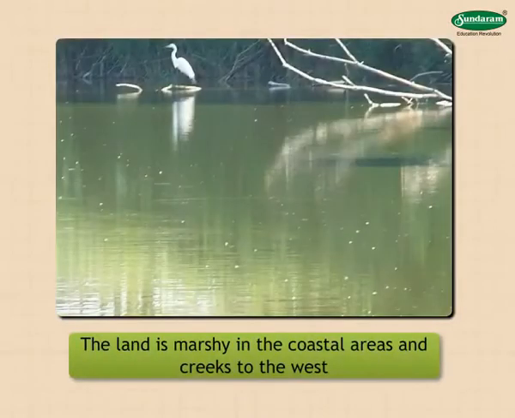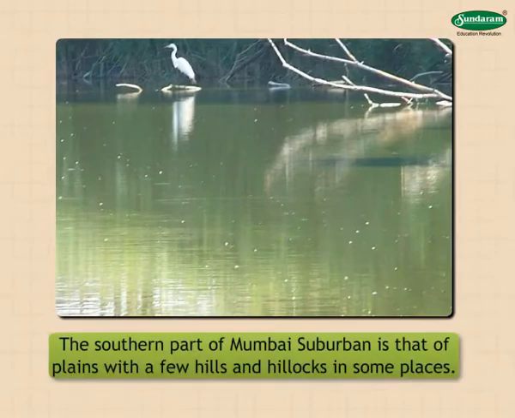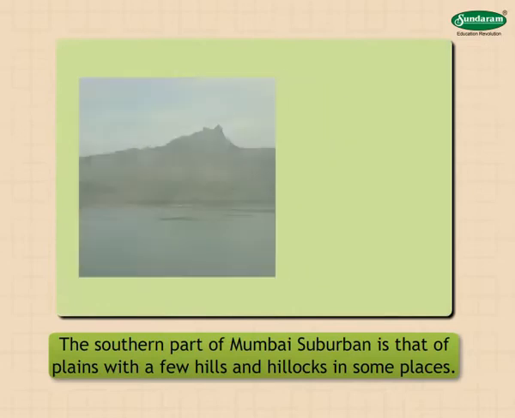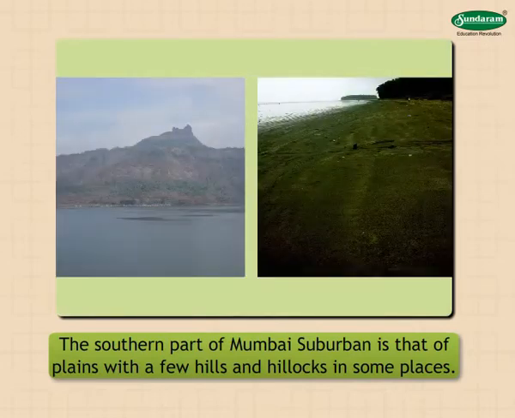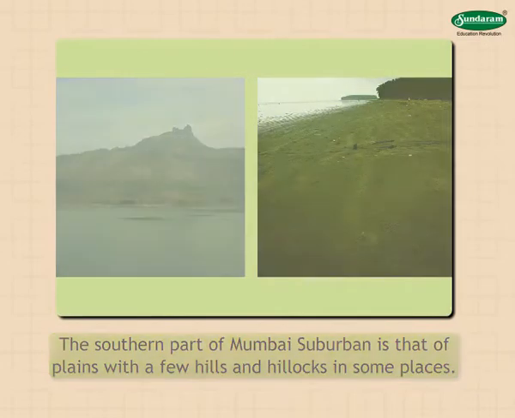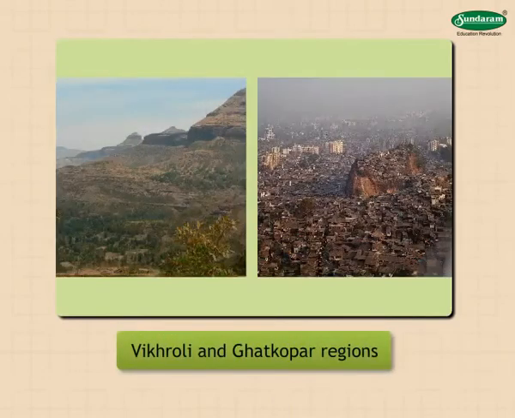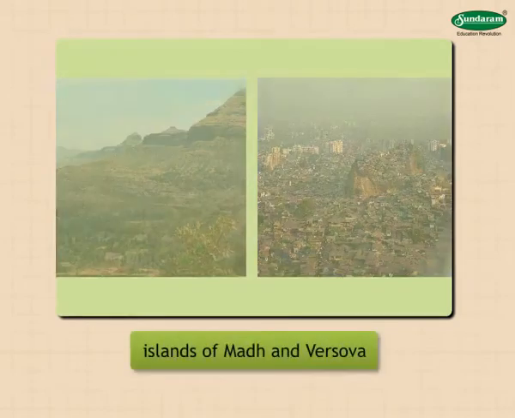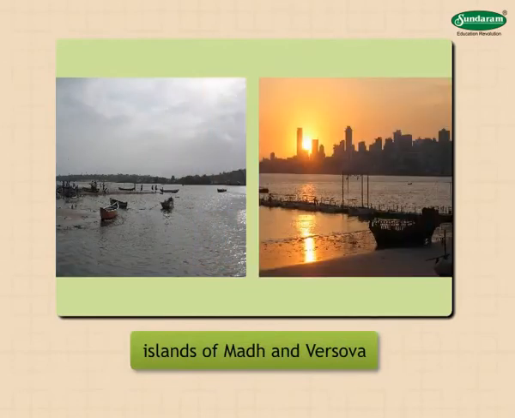The land is marshy in the coastal areas and creeks to the west. The southern part of Mumbai suburban is that of plains with a few hills and hillocks in some places. The hills in the Vikhroli and Ghatkopar regions and the major islands of Mud and Versova, etc., to the north can be seen even today.